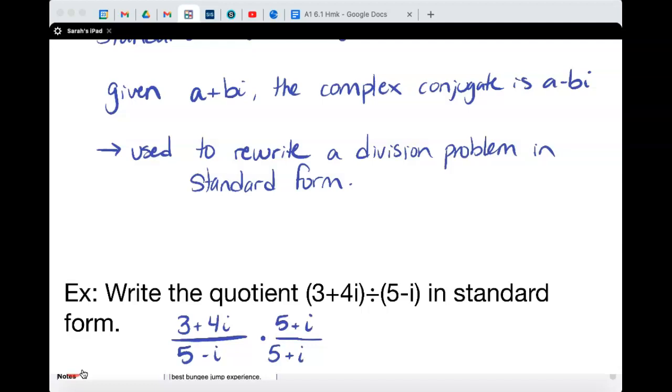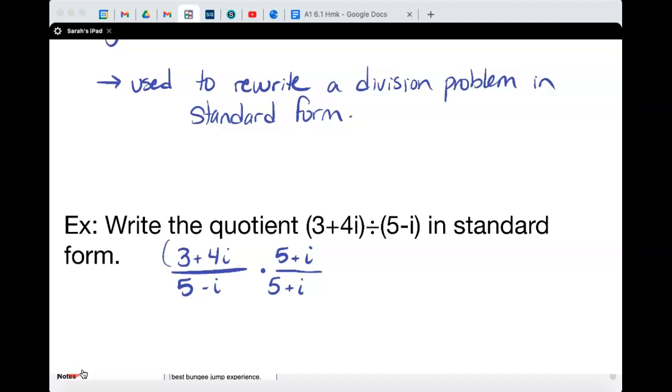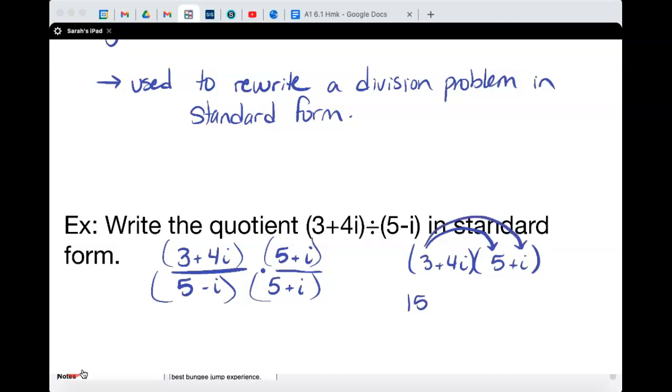So we have this whole thing. We need to basically distribute all of this out, since these are all different quantities. So it takes a little bit of math work here. So I'm just going to go off to the side and rewrite this. So let's multiply the numerator first. So we need to distribute or FOIL, or whatever you want to call it. Okay. So 3 times 5 is 15.